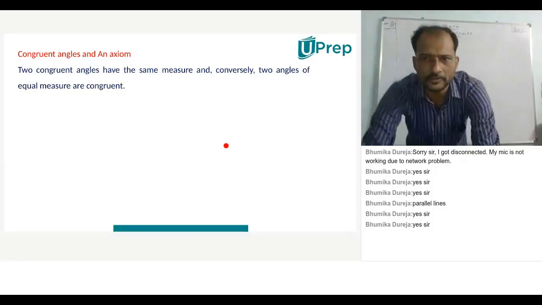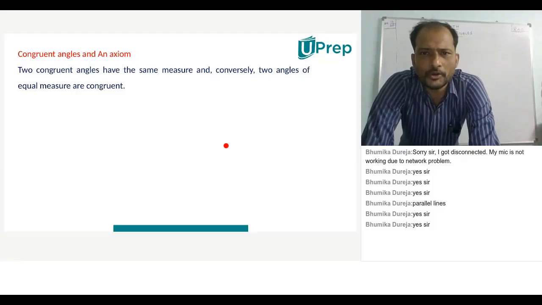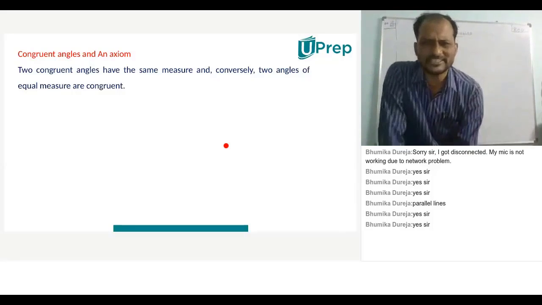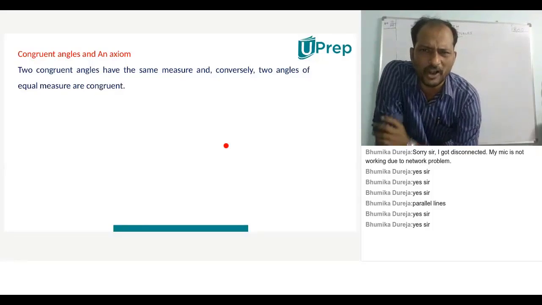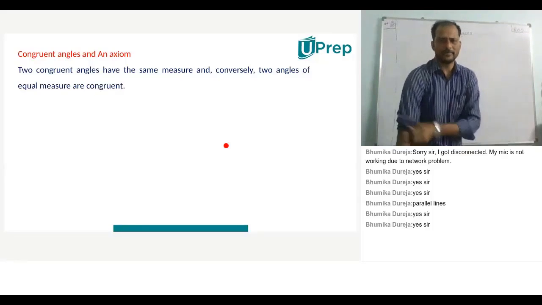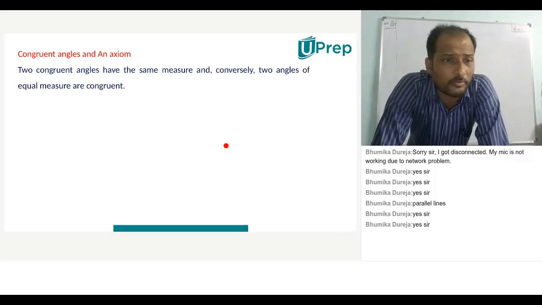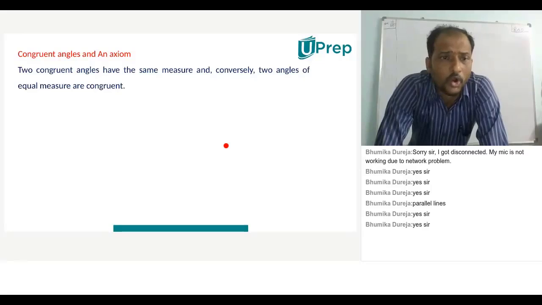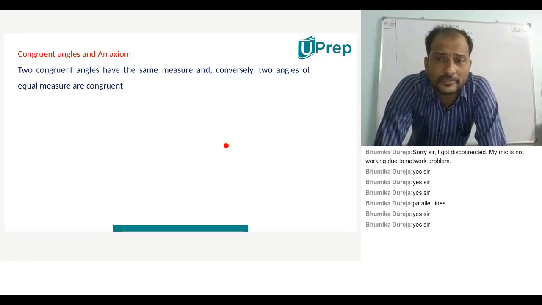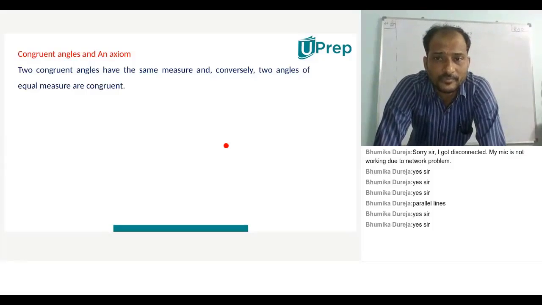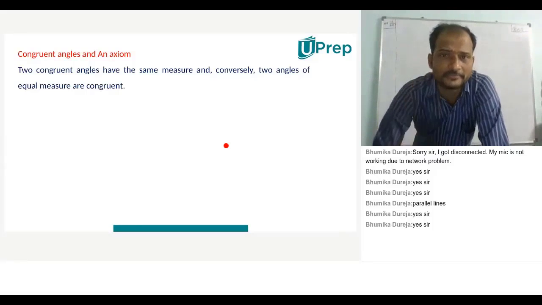Now moving to the next point, congruent angles. We will not write this. We can guess. What do you mean by congruent? Can you please tell me? Either Arnav or Bhumika. Okay, Bhumika, I am giving the chance to you now. Can you please tell me, beta, what do you mean by congruent?